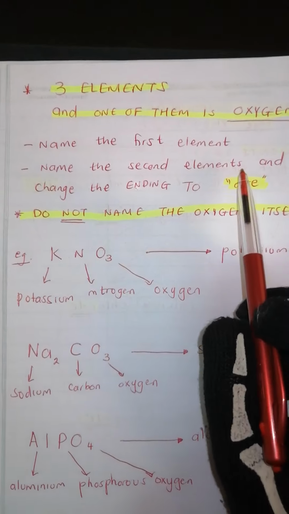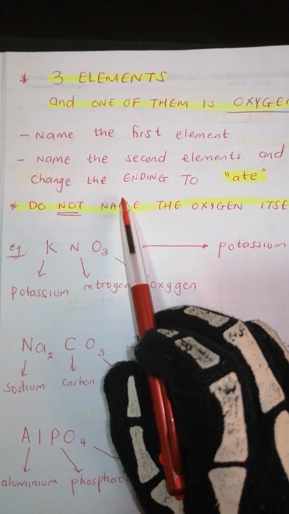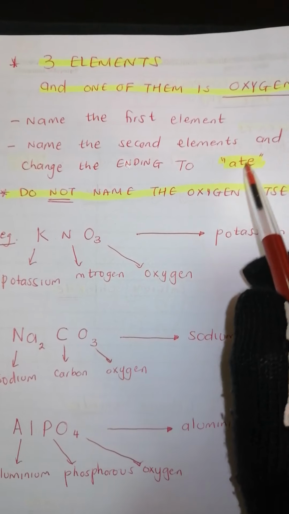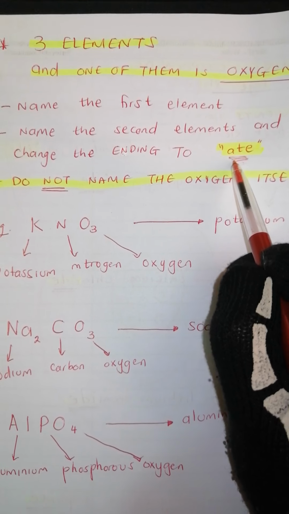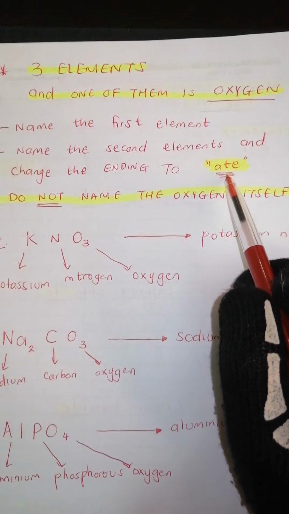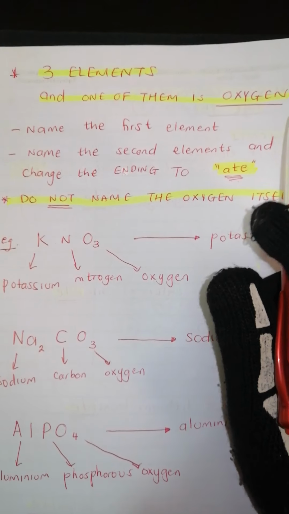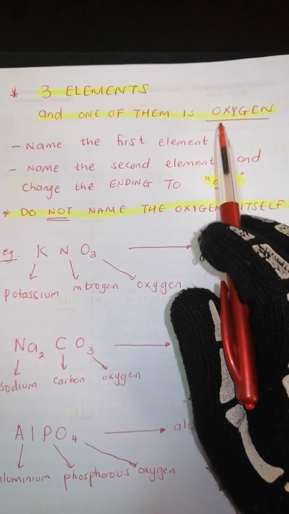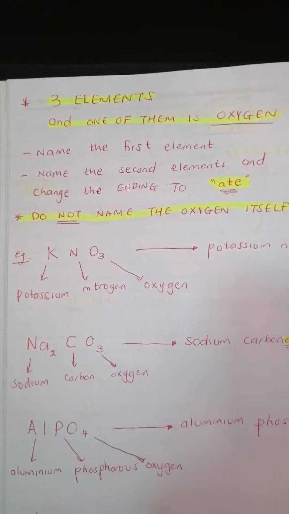So what you're going to do is name the first element just like before, and then you're going to name the second element, and instead of changing that ending to "ide" like how we did with 2 elements, you are now going to change it to "ate." Because this compound has oxygen in it, it has to end in "ate." Now, when you are naming compounds that have 3 elements, we don't actually put oxygen anywhere in that name. So we won't even say oxide or oxate.